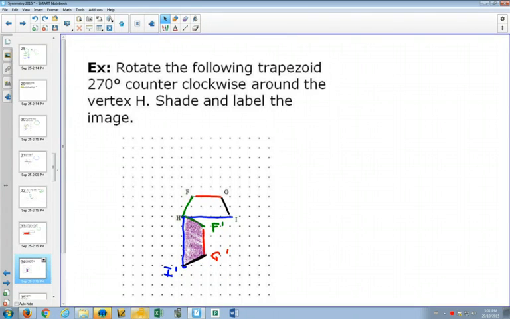What page is this on? And then your homework is listed at the bottom of the page.